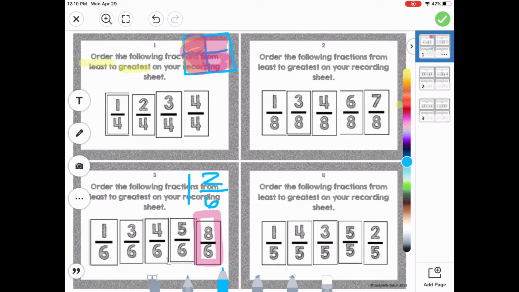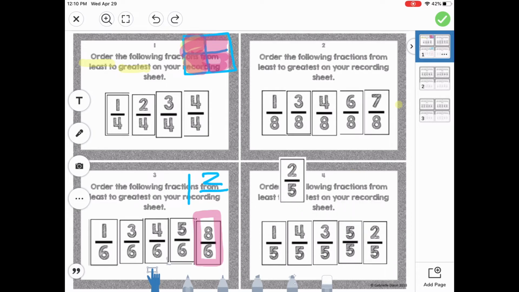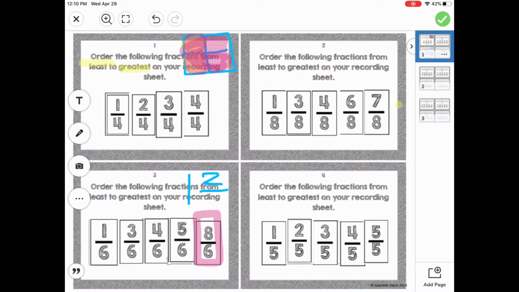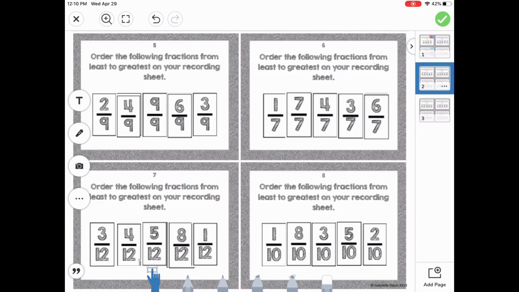On number 4, 1/5 is already the smallest and in the first place. Next, I know I'm going to have 2/5, then 3/5, then 4/5, and 5/5. Let's take a look at the second page. On the next page, the smallest fraction that I see is 2/9. That's already in the first spot.